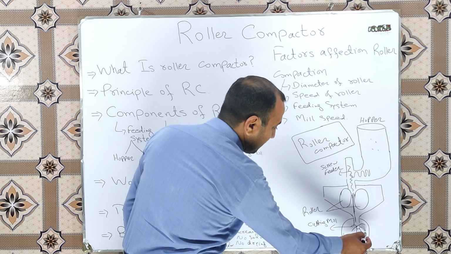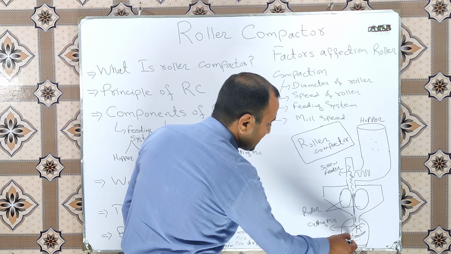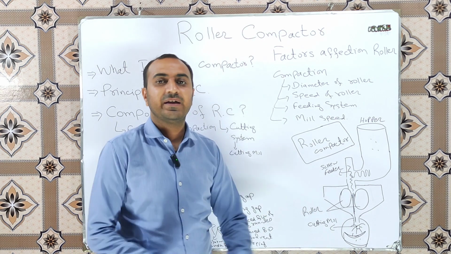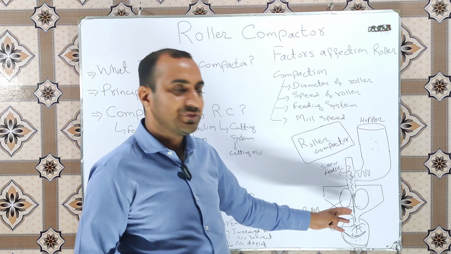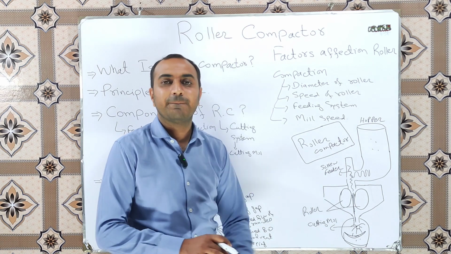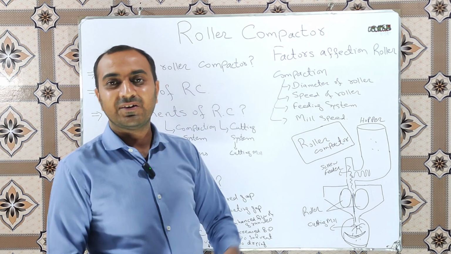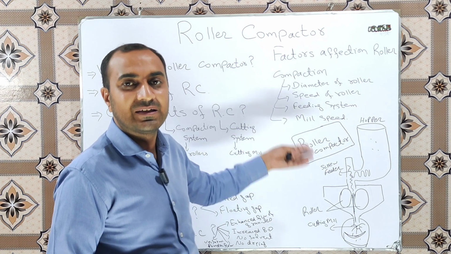Here we have a suitable size mesh which is installed. So our powder sheets are broken down into small portions, and when these are passed through the mesh, we obtain the desired size of the granules.